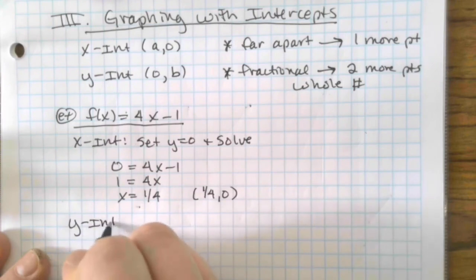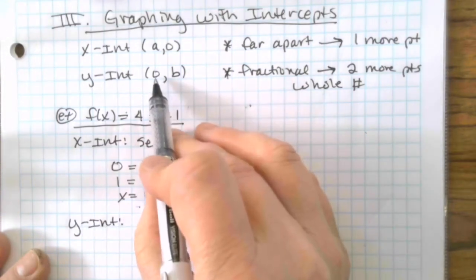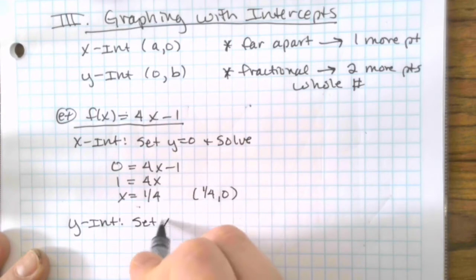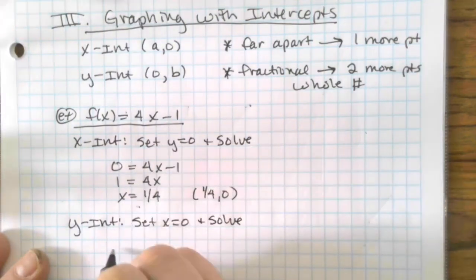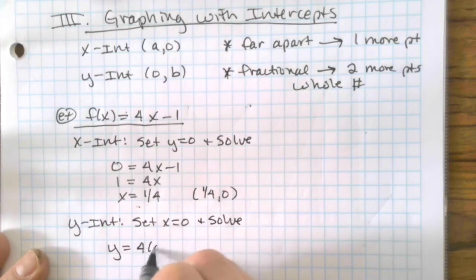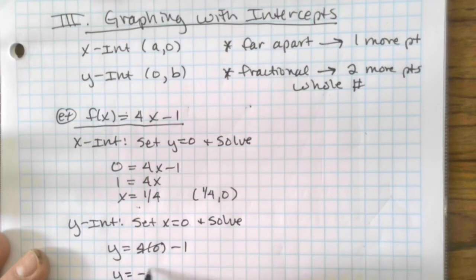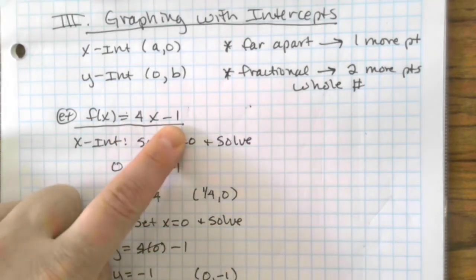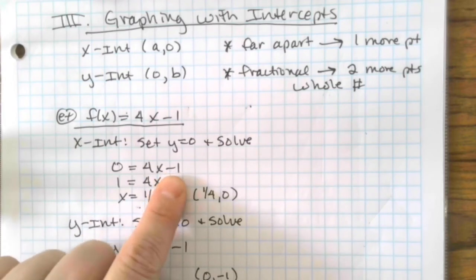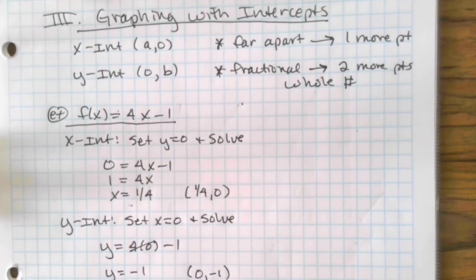Now my y-intercept. The y always has a 0 for the x, so you set x equal to 0 and solve for the y. All right, let's do that. y equals 4 times 0 minus 1. That's 0, so y is negative 1. My y-intercept is 0, negative 1. This also makes sense because this is slope-intercept form. The y-intercept is always that spare number right there. Now, we do have one fractional point.